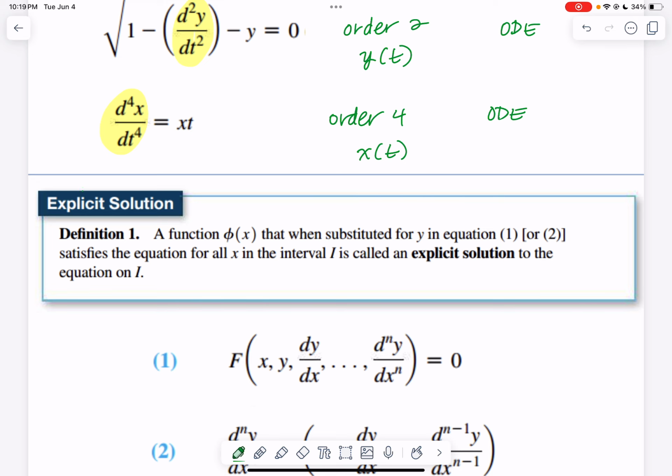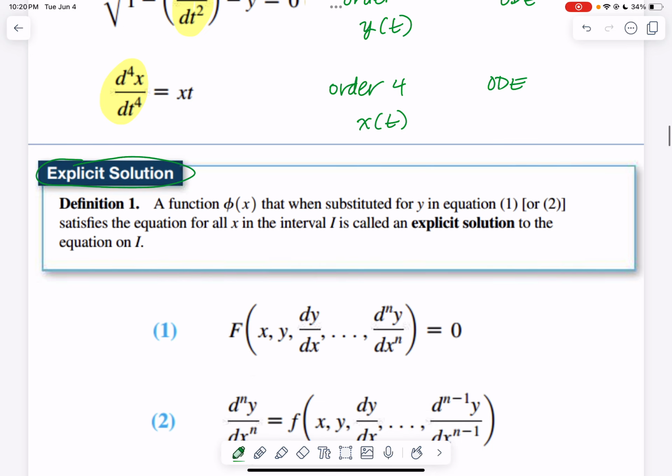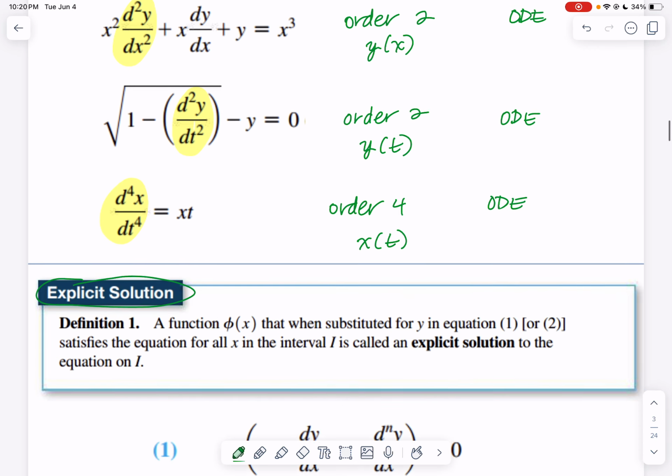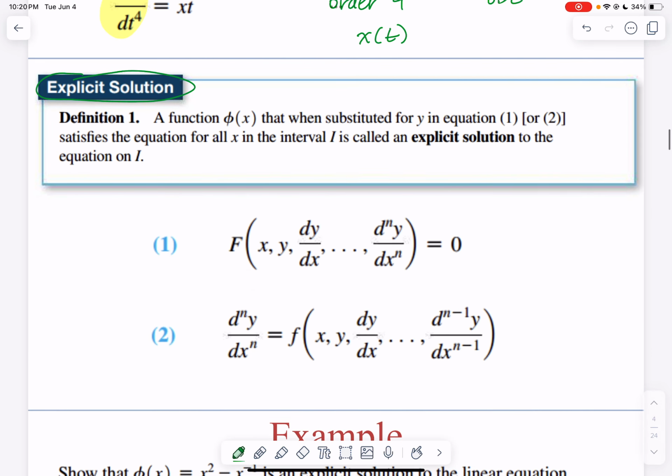So we're going to start with an explicit solution. And so we have a function phi of x that, when it is substituted for y into the equation, and you could substitute it either into this first equation or this second equation, and I also have them written down here. So when we substitute this proposed function, phi of x, it satisfies the equation for all x in the interval I. And this is called our explicit solution.